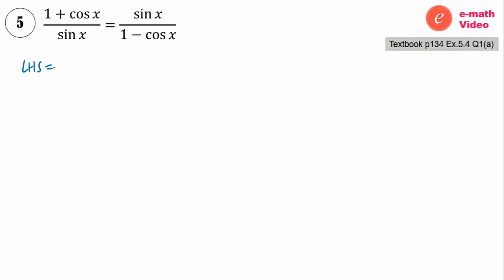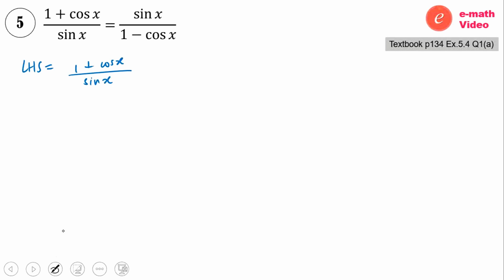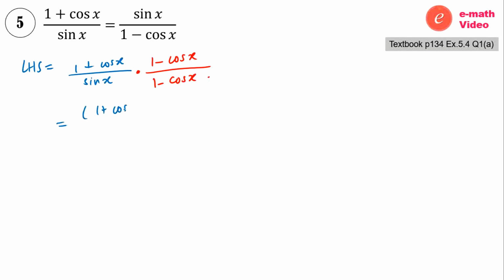Equals 1 plus cos x over sine x. Because I need a 1 minus cos x on the right hand side, right? Which is the conjugate of the numerator on the left hand side. So I multiply it by 1 minus cos x over 1 minus cos x. Okay, and then you see on top here equals 1 plus cos x times 1 minus cos x. Remember our friend, a plus b, a minus b equals a square minus b square.